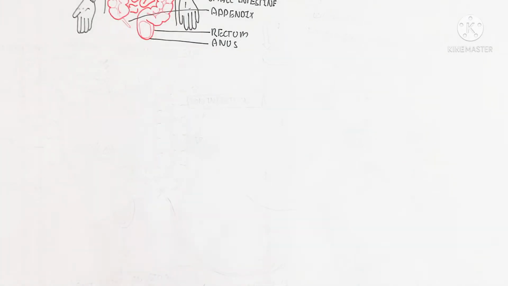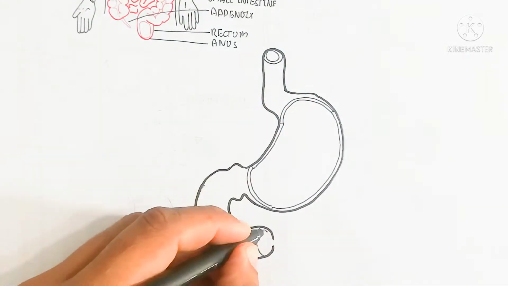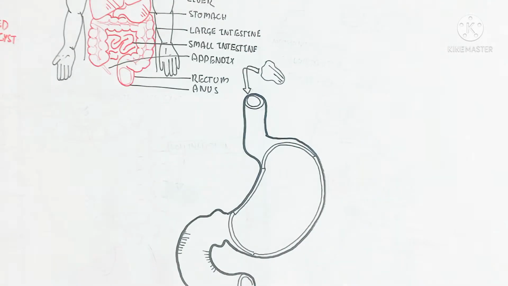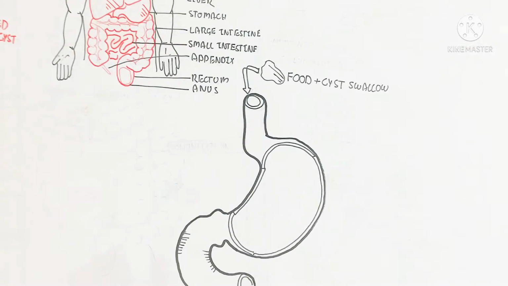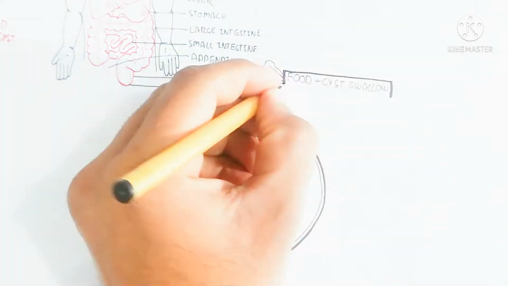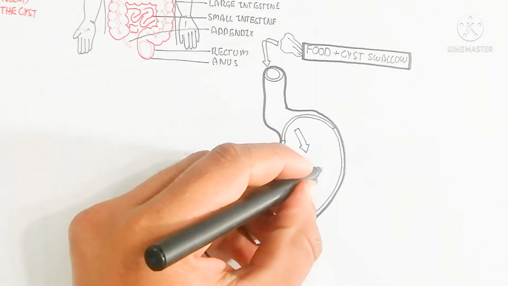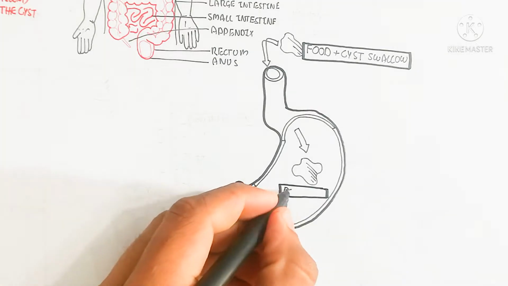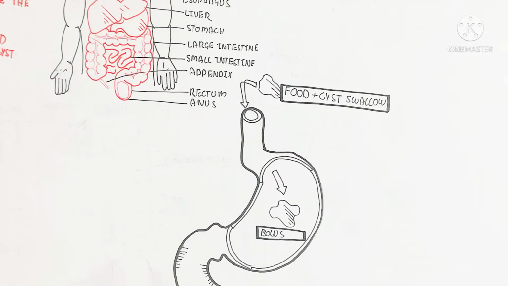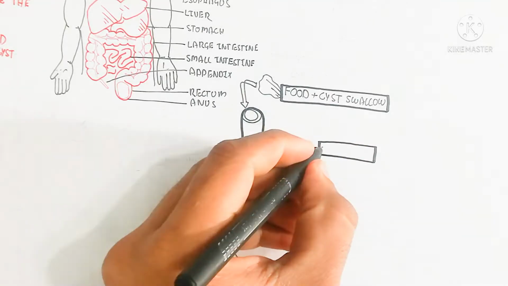So let's begin to understand. When food carrying the cyst is swallowed, it goes through the esophagus to the stomach. In the stomach, the food moves in the form of a bolus, and the immature cyst converts to a mature cyst. The mature and immature cysts are a little bit similar, but the mature cyst contains 4 nuclei. We will discuss these 4 nuclei here.